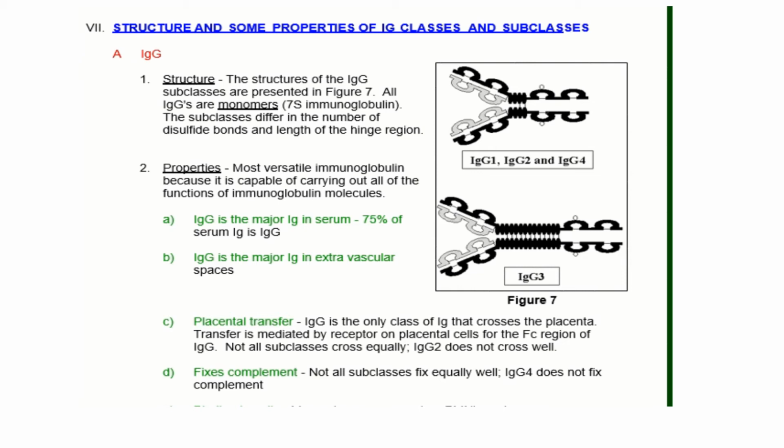The only exception, the immunoglobulin that is not present in the neonate, is immunoglobulin G2. It fixes the complement. It binds to cells like macrophages, monocytes, neutrophils, and some lymphocytes that have Fc receptors for the Fc region of immunoglobulin G. Not all subclasses bind equally. Some subclasses have different binding affinities to different antigens.